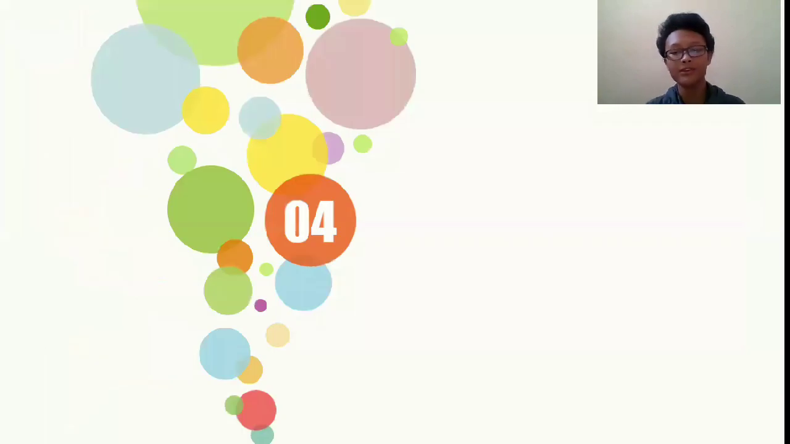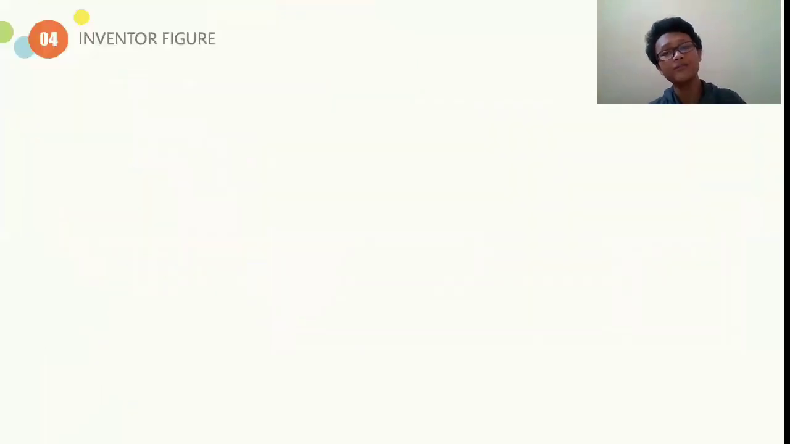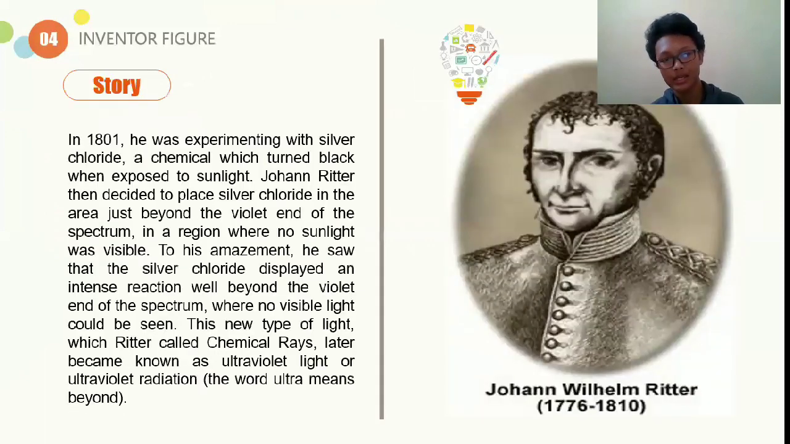Next is inventor figure. The inventor figure of UV rays is John William Ritter. In 1801, he was experimenting with silver chloride, a chemical which turned black when exposed to sunlight. John Ritter then decided to place silver chloride in areas beyond the violet end of the spectrum, in a region where no sunlight was visible.